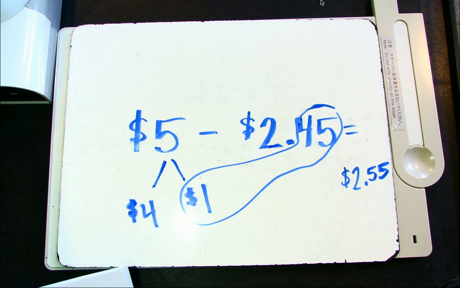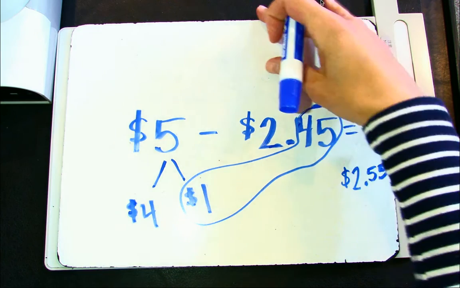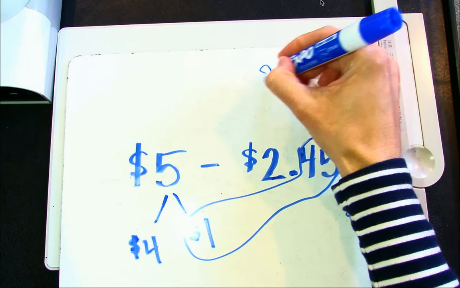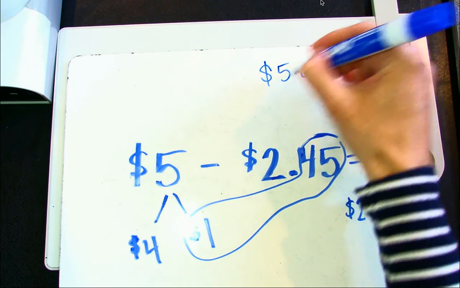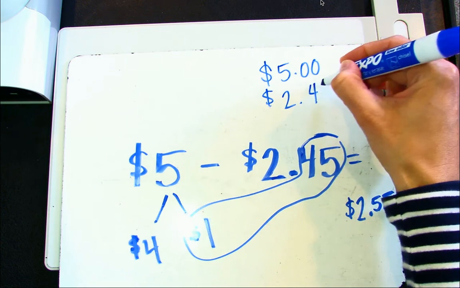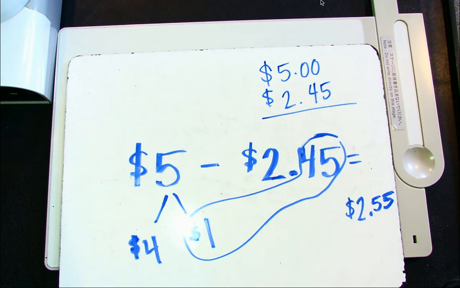Now, if you didn't want to do it that way, of course, you could do it the vertical algorithm way, where we line them up this way. That is definitely something that you could do too. All right, so you could do it the vertical way. That is a good idea.